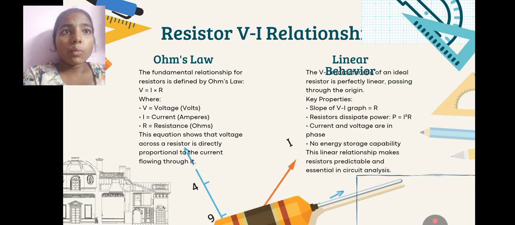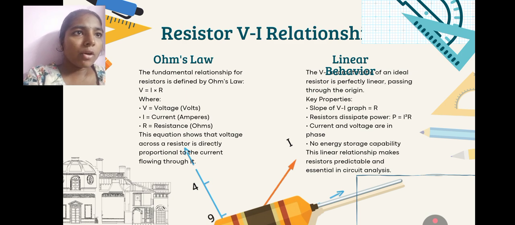Resistor VI relationship. The fundamental relation for resistors is defined by Ohm's law, that is V equals I into R, where V is voltage, I is current, and R is resistance. This equation shows that voltage across a resistor is directly proportional to the current flowing through it, and its linear behavior, the VI relationship of the ideal resistor, is perfectly linear, passing through the origin.